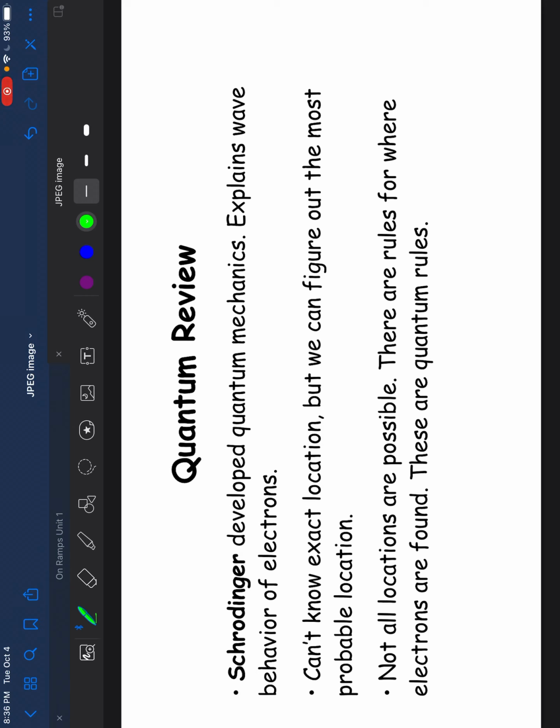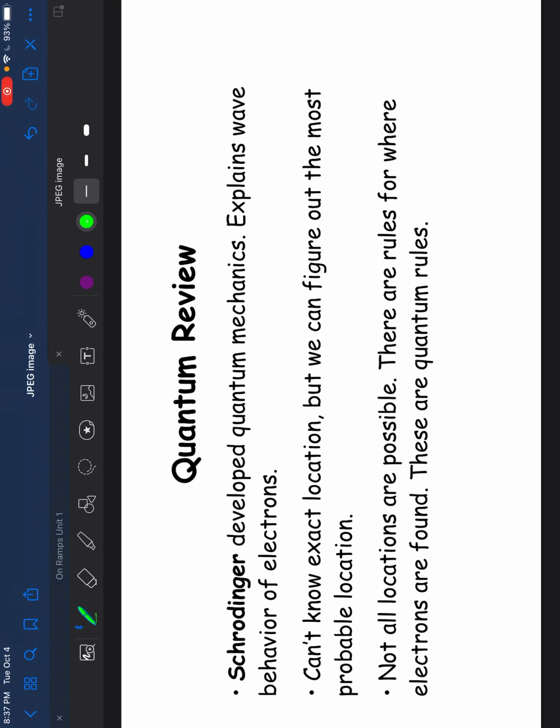So now we're going to do some quantum review. We did this topic last unit and we didn't have a great grasp on it, so let's go ahead and review it again. In quantum mechanics, the quantum numbers are our way of showing where electrons are and their wave behavior. You can't know the exact location, but we can figure out the most probable location, like what orbits they are in, and what block and things like that, what ring, what shell number.